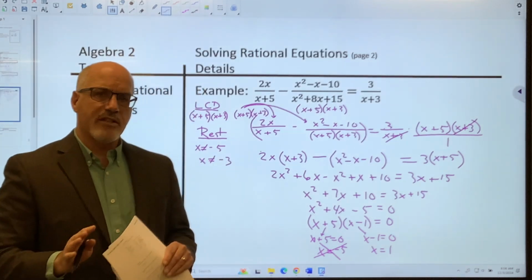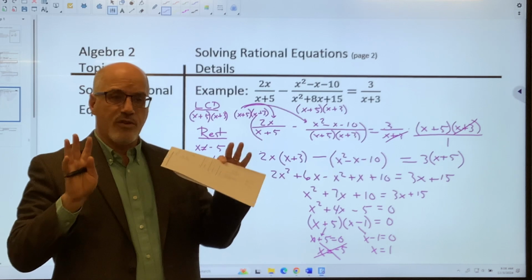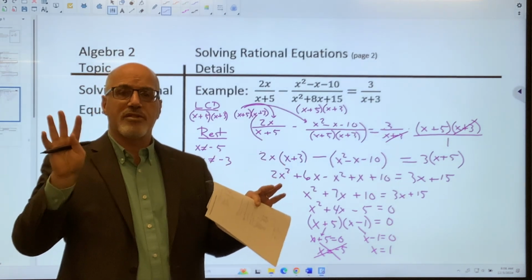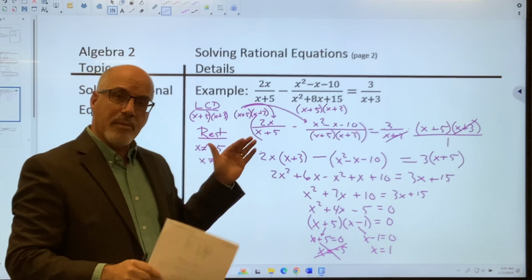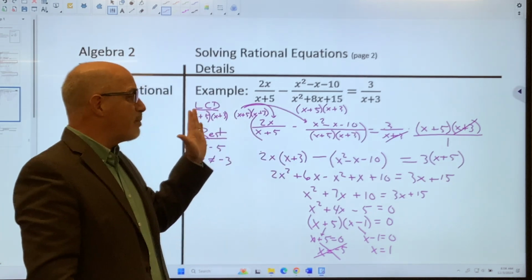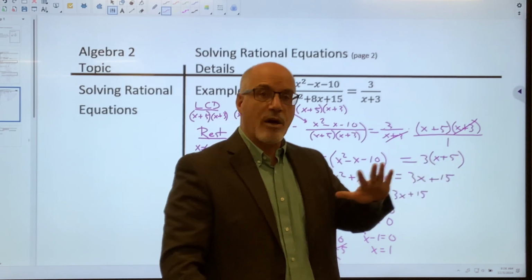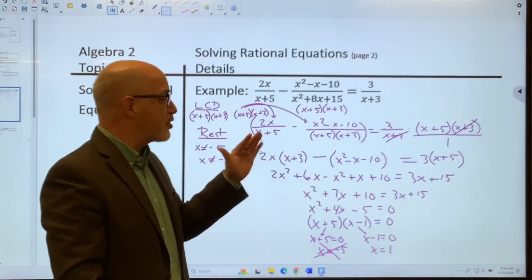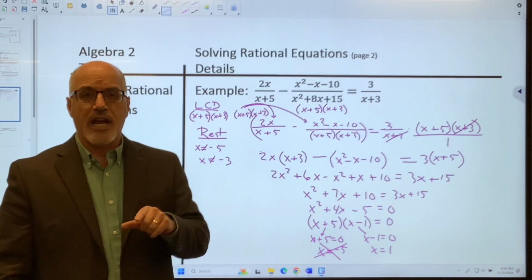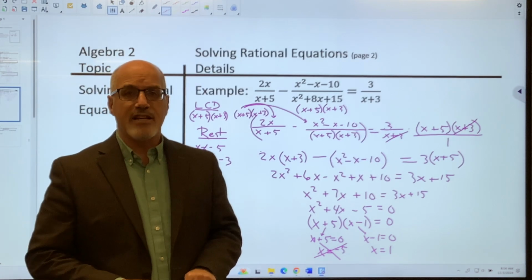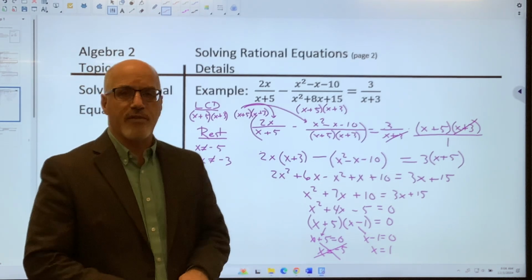So there are two methods for solving rational equations. The first method is get the two fractions with the same denominator, set the numerators equal. The second method, which is probably the preferred one, is multiply both sides of the equation by that least common denominator. That will eliminate the denominators quicker. Then you solve the problem, making sure to check your restrictions at the end of the problem to see if one of your restrictions eliminates one of your answers.